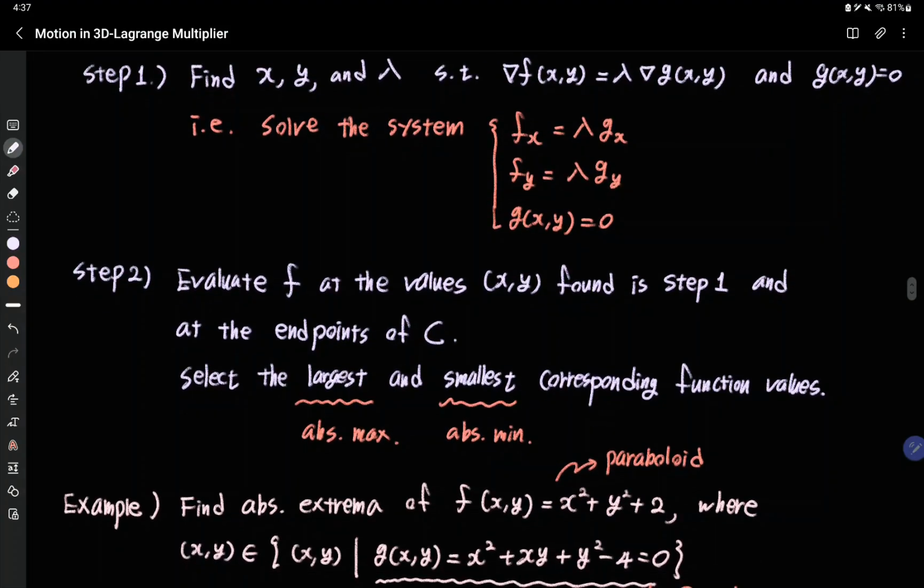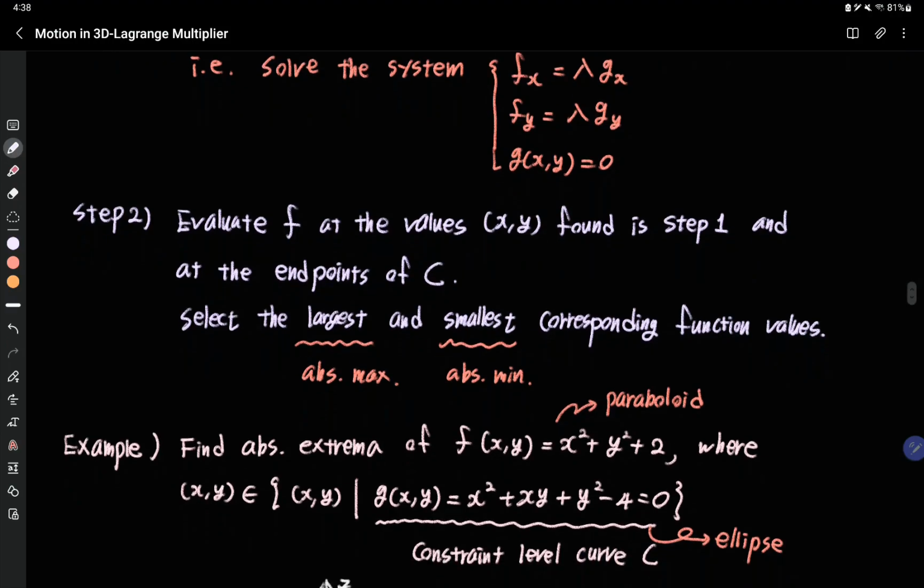Step two, evaluate f at the values (x, y) found in step one and at the endpoints of C. This is literally the same step as what we saw for finding absolute extrema of a single variable function f. We evaluate function f at the values we found in step one, and then we evaluate f at the endpoints, and then we select the largest value and the smallest value. These are going to be the absolute maximum and minimum respectively.